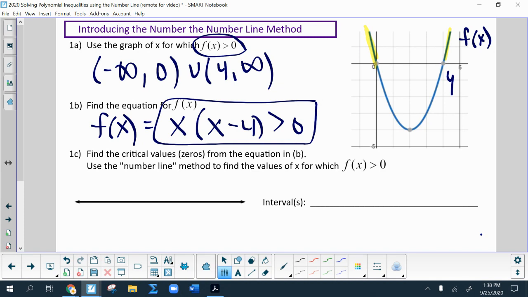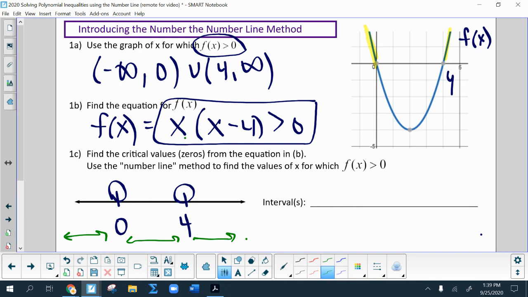The number line method, remember, is draw your number line, and you put the zeros, whether 2 or 3 or 4 or 5 or however many zeros, on the x-axis. So they are 0 and 4. These are going to be good old open circles because it's just greater than. And then we test. When we test, we're going to test between 4 and infinity, or to the right of 4, between 0 and 4, and from -infinity to 0. Pick any value you want. I'm going to pick 5, let's say.